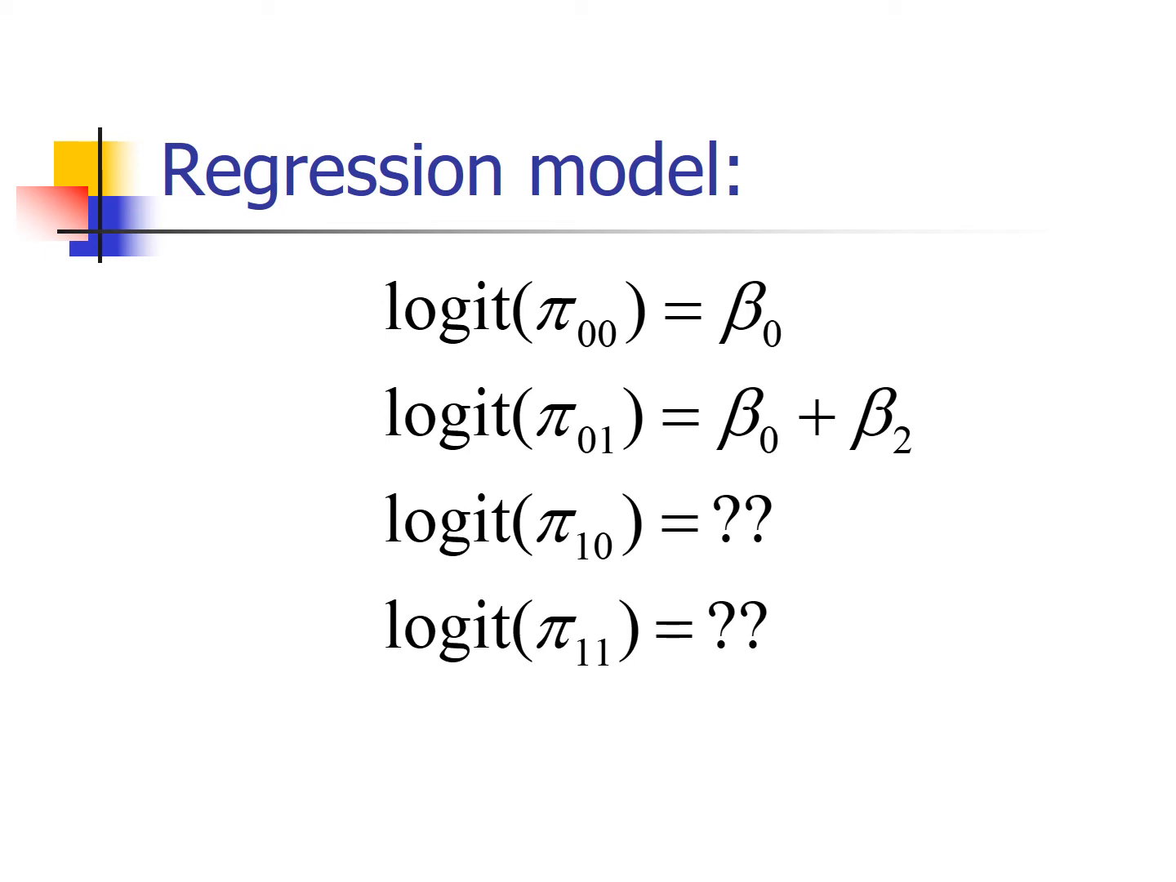Unpause. That's going to be beta naught plus beta 1. And then the last one's going to be beta naught plus beta 1 plus beta 2, right? You should be able to see that.